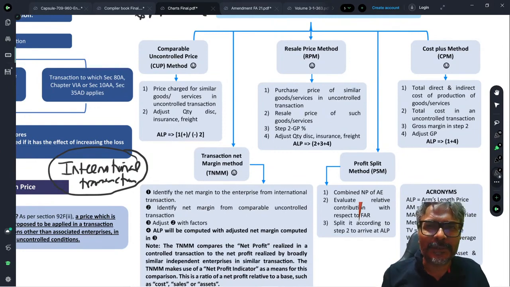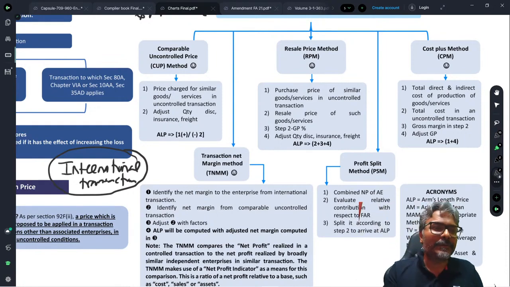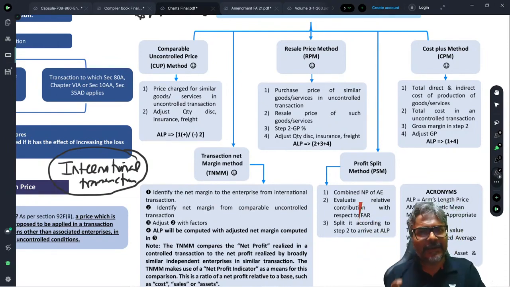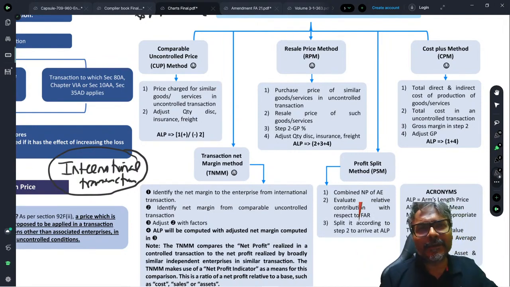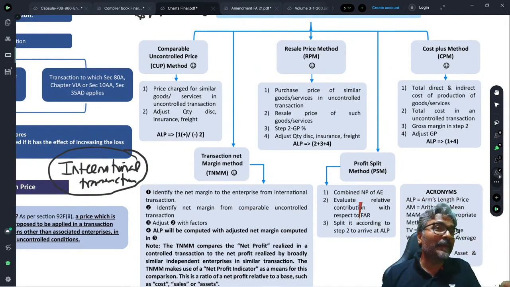Did you all get this one? So I'll reduce the warranty charges from this particular value. Clear to this one, friends? All of you. So therefore, I will reduce that warranty factor, and by reducing the warranty factor, students, I will get to the ALP of the transaction. Once I get the ALP, please compare that ALP with the transfer price and be careful.